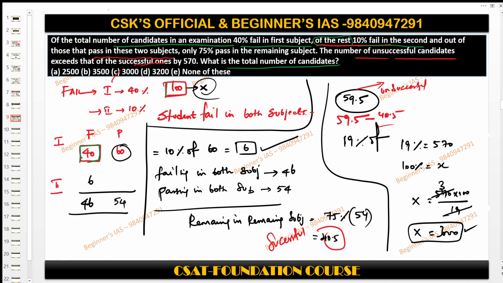Understood? You are having maths subject, and then whatever your science subject, you are having 100 students. Then 40 students fail in maths, 60 passed in the science. Those who passed in the science, 60 students are there. Out of that, 10% fail in another subject. You can say chemistry. Take it as physics here. 60 students passed in physics. Out of that, 10% fail in chemistry. So therefore, 6 students fail in chemistry. Understood?